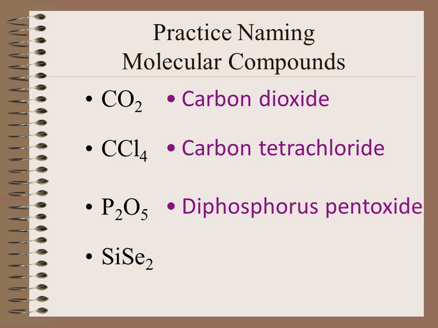In the last one, SiSe2, silicon is actually a metalloid rather than a nonmetal, and that's fine, that's acceptable. Molecular compounds typically are going to be between 2 nonmetals or sometimes a metalloid and a nonmetal. But SiSe2 would be silicon, no mono in front of it, diselenide. Selenium would become selenide. Unfortunately, there's not a real rhyme or reason to how many letters get dropped at the end of the element's name and replaced with IDE.